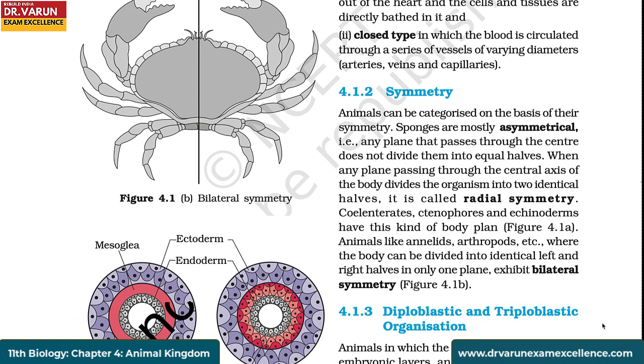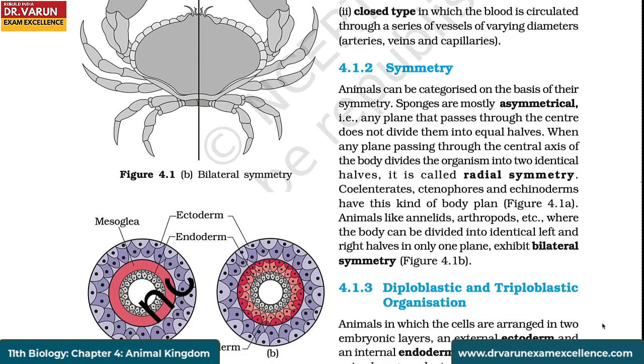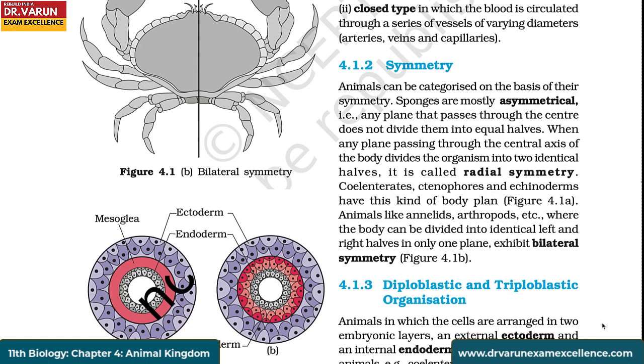Symmetry. Animals can be categorized on the basis of their symmetry. Sponges are mostly asymmetrical, that is, any plane that passes through the center does not divide them into two equal halves. When any plane passing through the central axis of the body divides the organism into two identical halves, it is called radial symmetry. Coelenterates, ctenophores, and echinoderms have this kind of body plan.